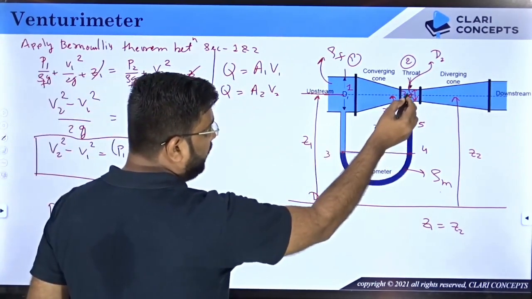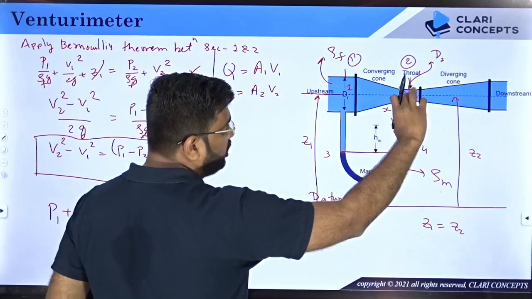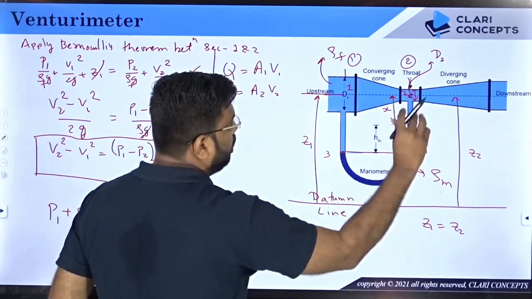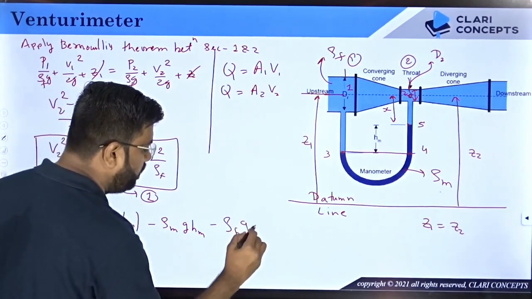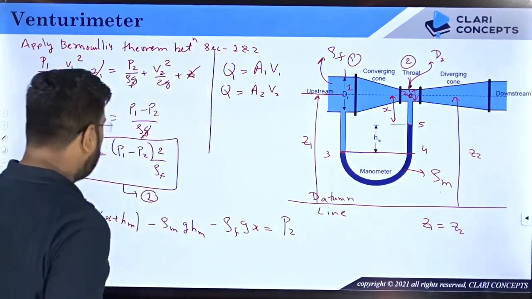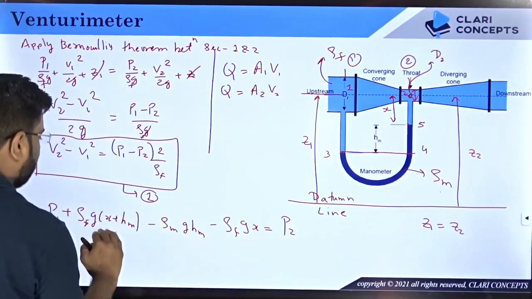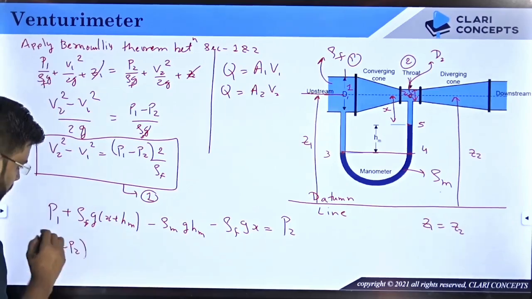Then again you move from 5 to 2. You are reducing the pressure. So minus how much? Rho g h. Which is the rho? Rho of the fluid, rho F, g and h will be the x. So minus rho F g x equals to what? At this point you will say pressure is P2. You want P1 minus P2. So you take P2 on the left hand side. So P1 minus P2.